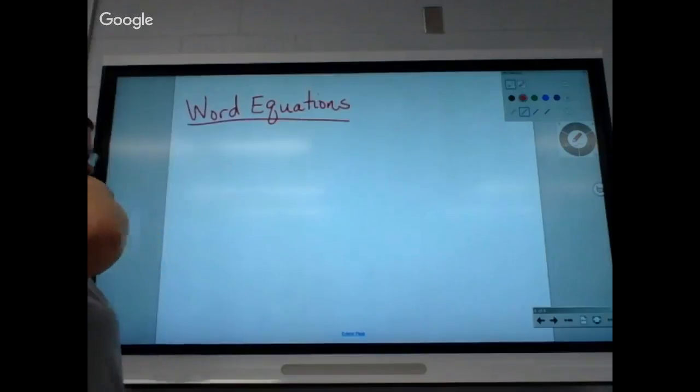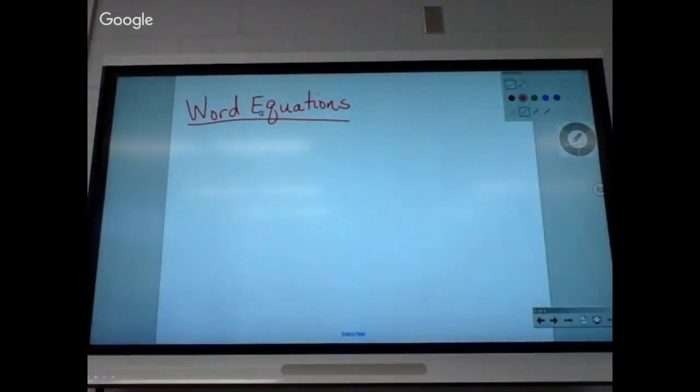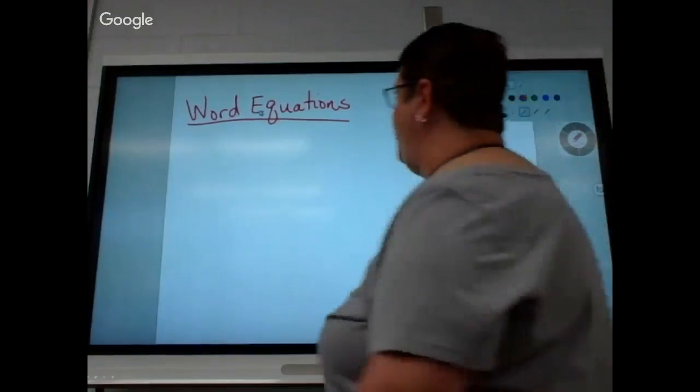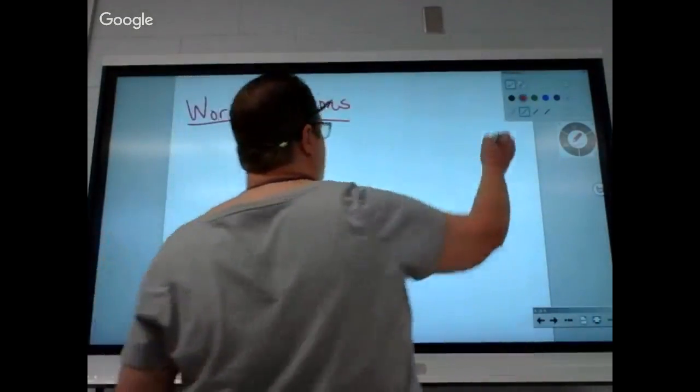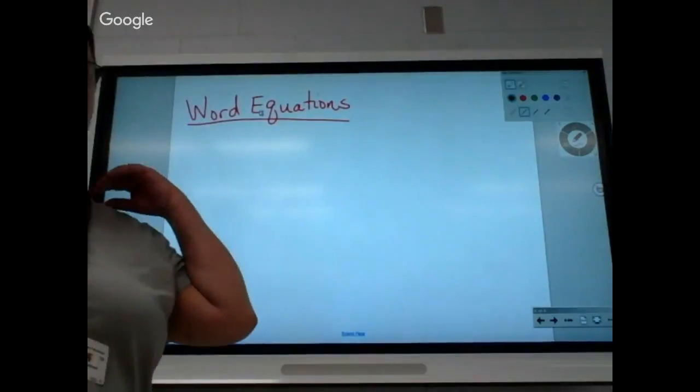Now, word equations are just that. This is why I told you on the test, if you couldn't write formulas into symbols, you need to get help. Because if you can't translate words into symbols, we're in deep trouble quick. All right? Now, before we can do word equations, we're either going to have elements or we're going to have compounds.